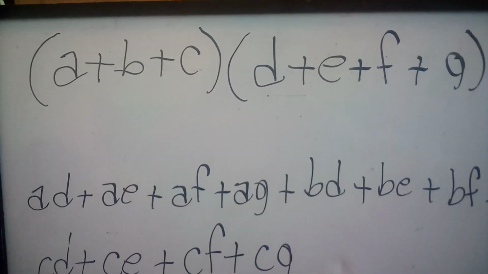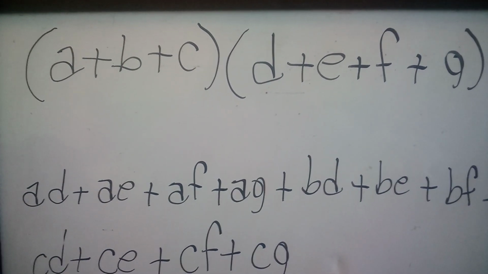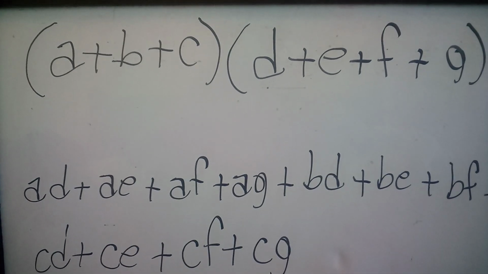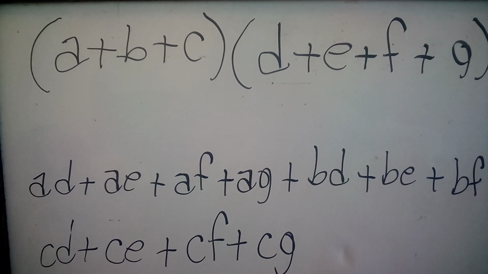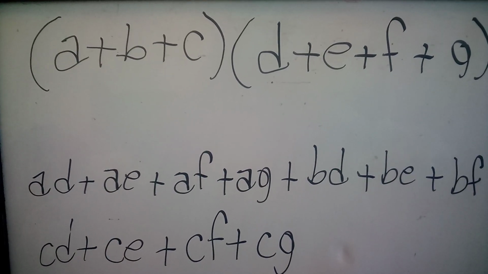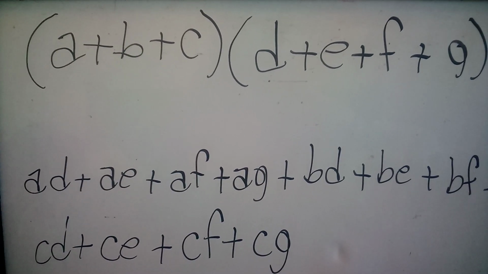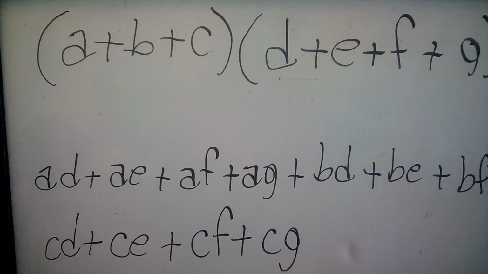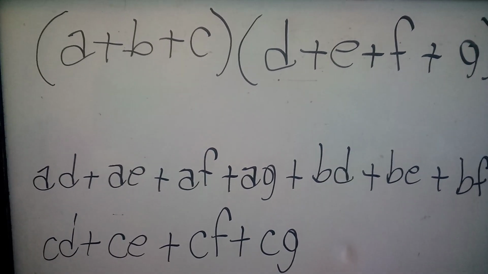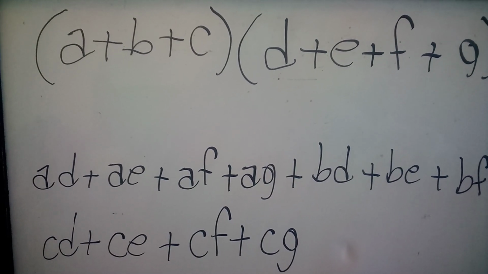Today we're going to look at the full distribution method, which is used to multiply sets of polynomials together. It differs from the so-called FOIL method. FOIL stands for first, outer, inner, last, for multiplying two binomials together.